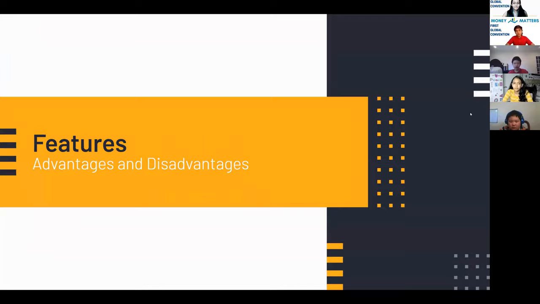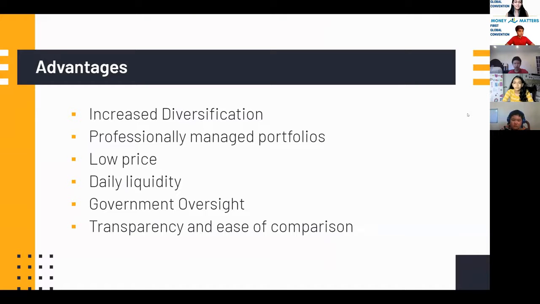Features, advantages, and disadvantages. Advantages: increased diversification, professionally managed portfolios, low price, daily liquidity, or consisting of or capable of ready conversion into cash, government oversight, and transparency and ease of comparison.